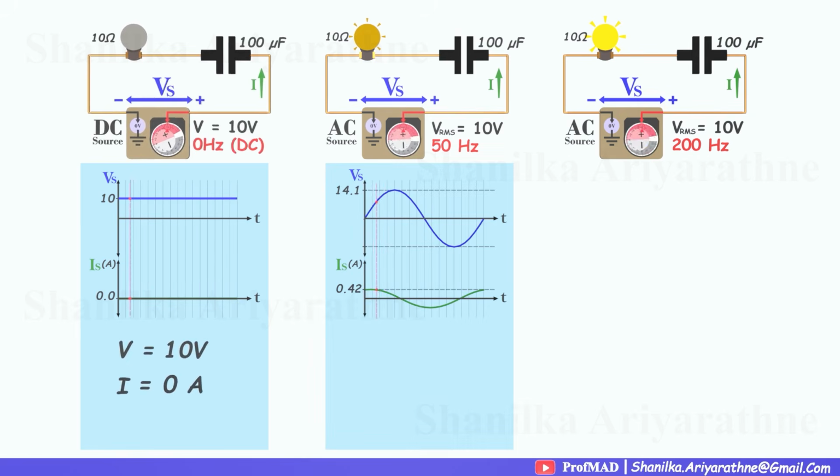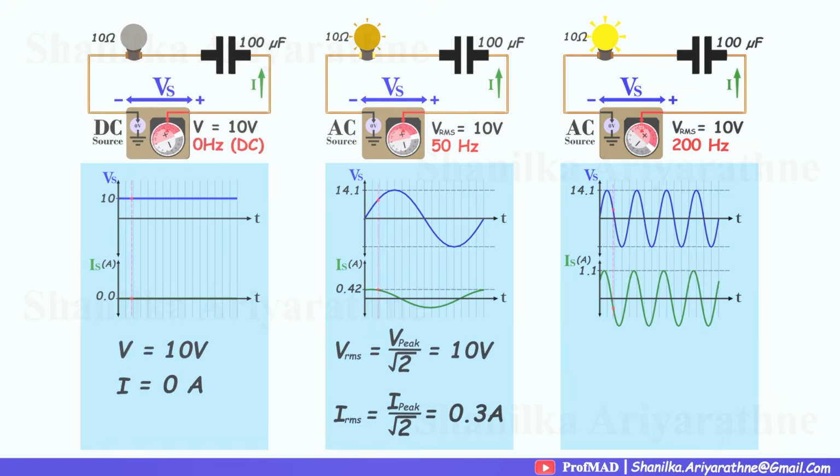Now let's switch to a 50 Hz AC source. The voltage becomes sinusoidal, and this time we can observe a small sinusoidal current flowing through the circuit, with the current leading the voltage in phase. The peak voltage rises to about 14.1 volts, and the peak current reaches about 0.42 amps. When we calculate the RMS values, the voltage becomes 10 volts RMS, while the current becomes 0.3 amps RMS. That's why the light bulb glows dimly. Current is flowing through the circuit, but not enough to make the bulb fully bright.